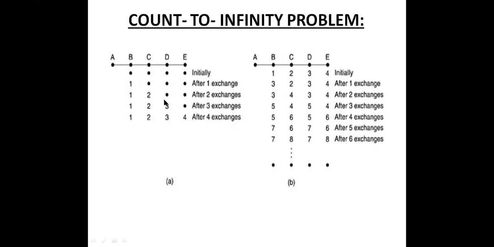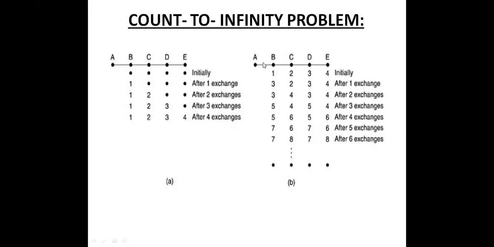D thinks that I can exchange information to A with 3 hops. C thinks that I can reach A within 2 hops. B thinks I can reach A with 1 hop. Like that, after 4 exchanges, I can transfer the information from E to A. This is the good news. So what about this one? Initially B 1, 2, 3, 4, right? Initially all 1, 2, 3, 4. Why? Because from B to A is 1 hop, C to A is 2 hops, D to A is 3 hops, E to A is 4 hops.